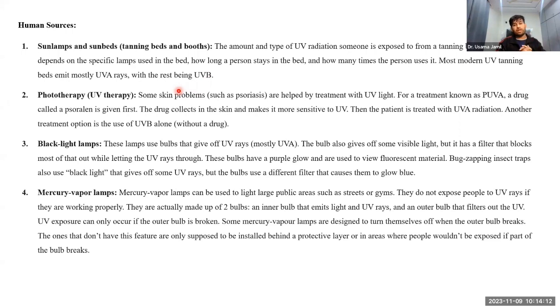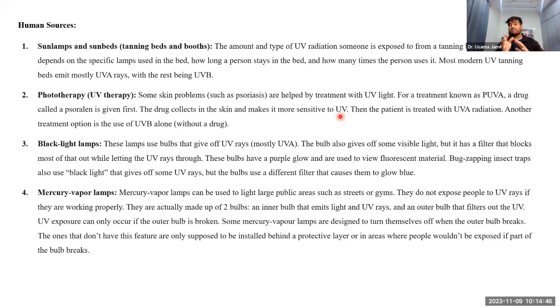UV therapy is utilized in many ways. Skin problems such as psoriasis are helped by treatment with UV light. For a treatment known as PUVA, a drug called Psoralen is given first. The drug collects in the skin and makes it more sensitive to UV. If we apply this specific drug on a specific area, it makes the skin more sensitive to UV. It means that more UV can penetrate the skin.